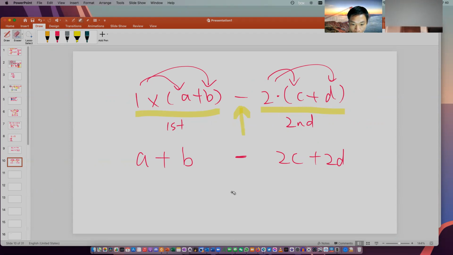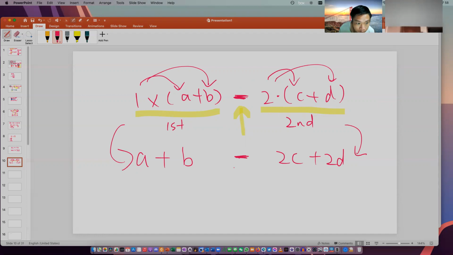Hello? Yes. Yes, because of the minus sign. So basically the first part result is this, the second part result is this, and then you have the minus sign here. Then of course you need to bring down the minus sign.